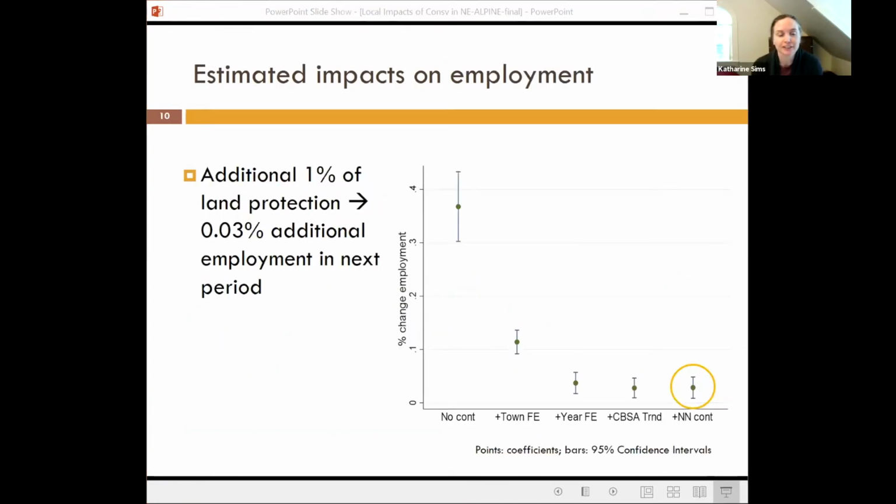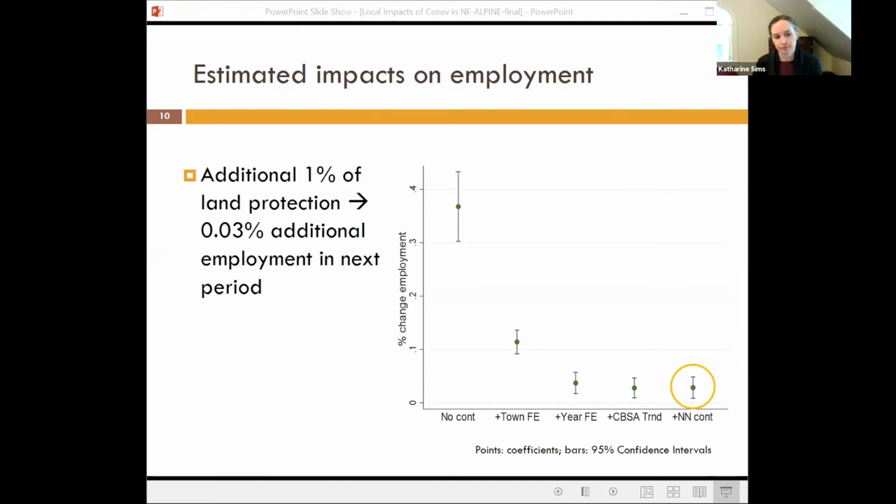So what did we find? We found that there is a positive association between protected land and employment, and more importantly, that this relationship remains positive and statistically significant even after we add all of those various controls. This graph shows estimates with the successive addition of those control variables. And what you can see is that the estimated causal effect, or the best we can do towards getting to a causal effect, which is circled, is much smaller than just the association. But it's still positive and statistically significant.